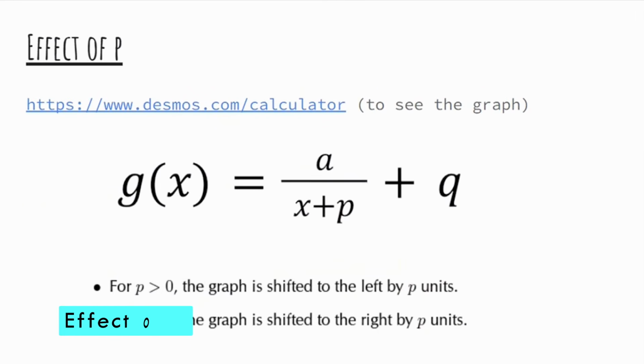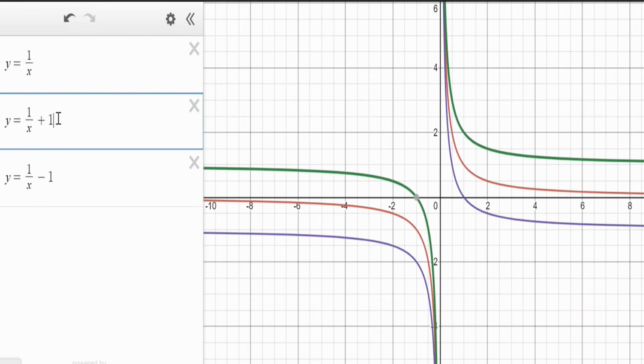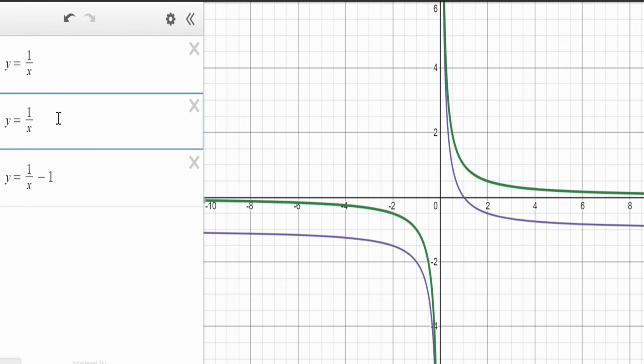So now, introducing the general form of the formula of the hyperbola. Now we're going to talk about the left and right shift, which is P. Let's see how P is affecting the graph. I'm just going to deal with P now. Let's say P is -1. Do you see what happens to the graph? The graph moves to the right-hand side.